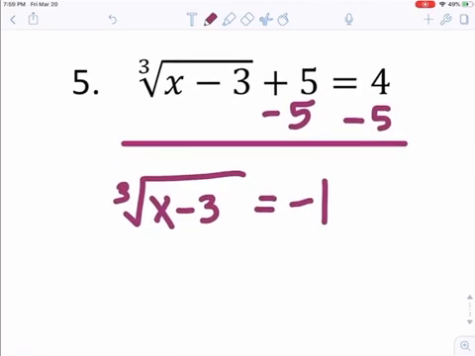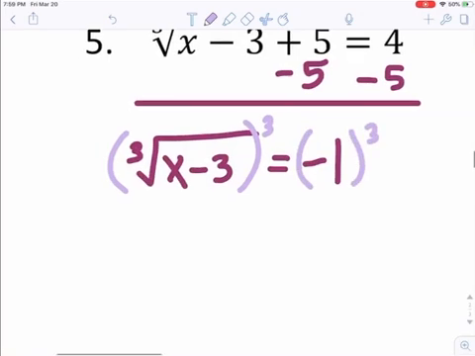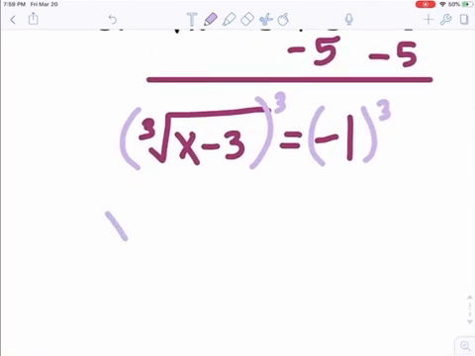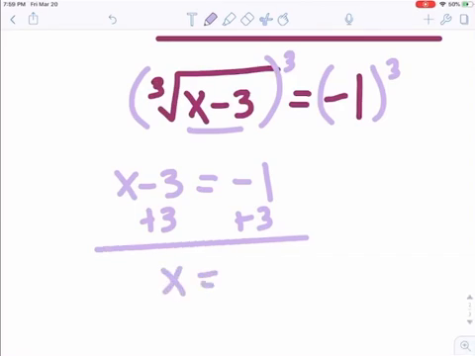Now don't say no solution. I have an odd index, so that is okay. So now I'm going to raise this to the third power because it's the third root. The radical goes away and you're left with everything that's on the inside. So that's x minus 3, and then negative 1 times negative 1 times negative 1 equals negative 1. Get x by itself, and so I get x is equal to 2.